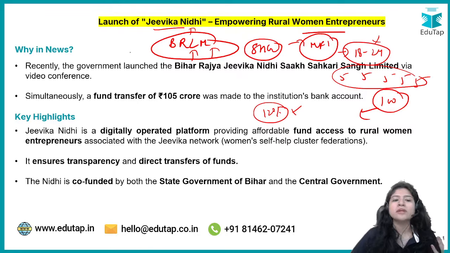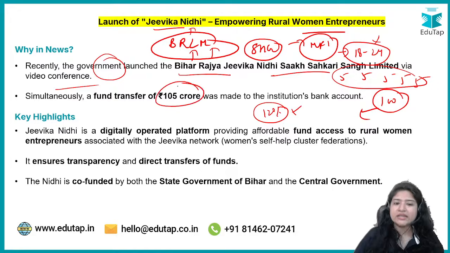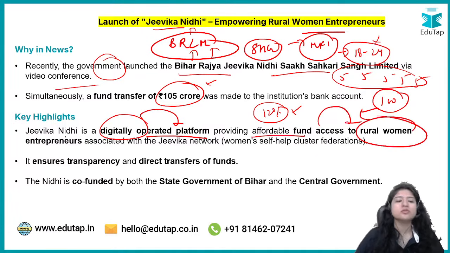So what has happened, the Prime Minister recently launched the Bihar Rajya Jivika Nidhi Sakh Sehkari Sangh Limited. This is one particular fund that has been launched via video conference, and simultaneously 105 crore were added to this fund so that this loaning can start easily, okay? It is a digitally operated platform, providing affordable fund access to rural women entrepreneurs.